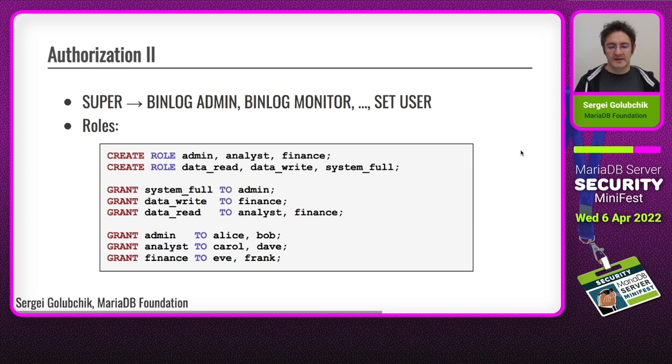I don't have a full list here, it wouldn't fit on the slide, but you can see that in the manual. And just for example, what was SUPER before and now is called BINLOG MONITOR. This privilege allows you to monitor your binary logs. It allows you to do SHOW BINARY LOGS or SHOW BINLOG EVENTS. And also what was SUPER before and now is called SET USER. It allows you to create a stored procedure or a view and specify DEFINER equals an arbitrary definer.